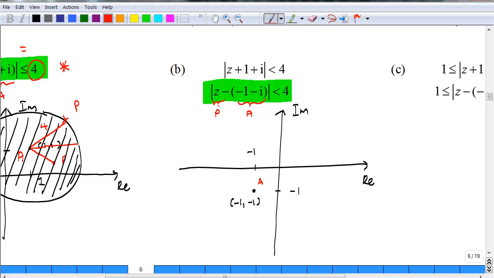That means, when you draw this circle, you cannot draw the circumference of the circle using a full line. It must be a dotted line, because a dotted line will show that all the points on the circumference are actually unwanted points. So let's draw.